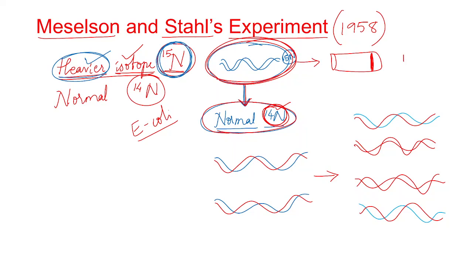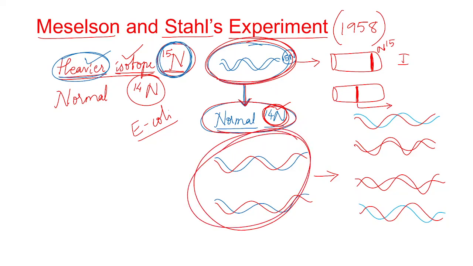But in the second, this is the first generation, that means all the nitrogen were heavier in nature. In the second one, they have found that all of them were in the intermediate region. Why? Because in the second generation, whatever DNA are formed, one of the strands has got 14N, and one strand has got 15N. That is why the intermediate region they have formed.